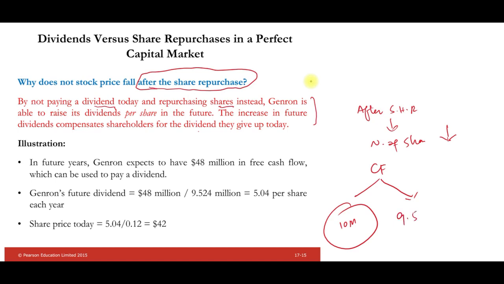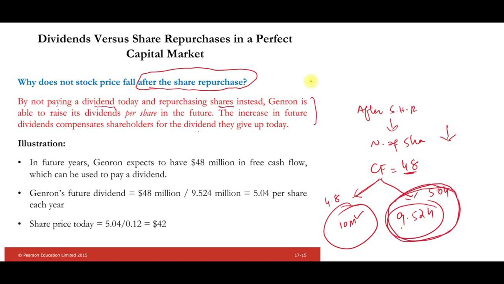So how many? 9.524. For instance, if the cash flow is 48 million and we divide 48 million by 10 million, how much would each shareholder receive? It is 4.8. If we distribute this to 9.524 million shares, they would be getting more, because it would be distributed to fewer shares. So it would be 5.04. That's why, when the company is not paying dividend and instead it's repurchasing shares, it is, in other words, increasing the future dividend of the shareholders. Okay, can you see that?